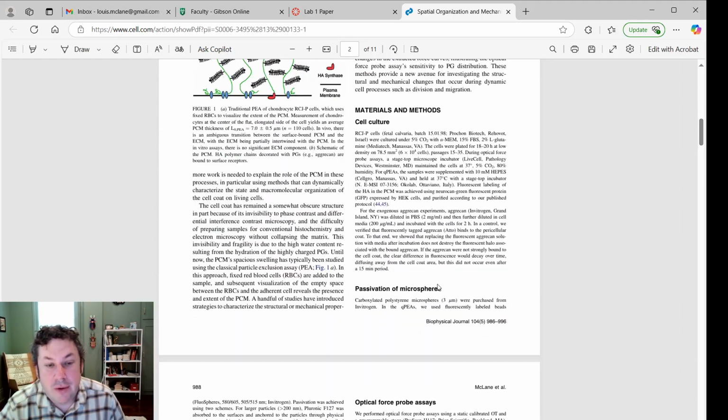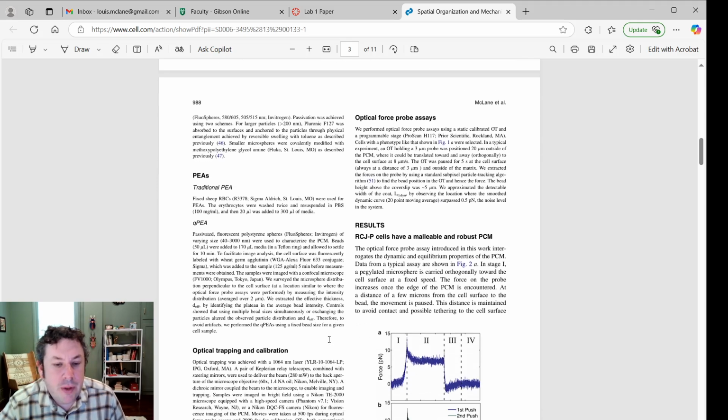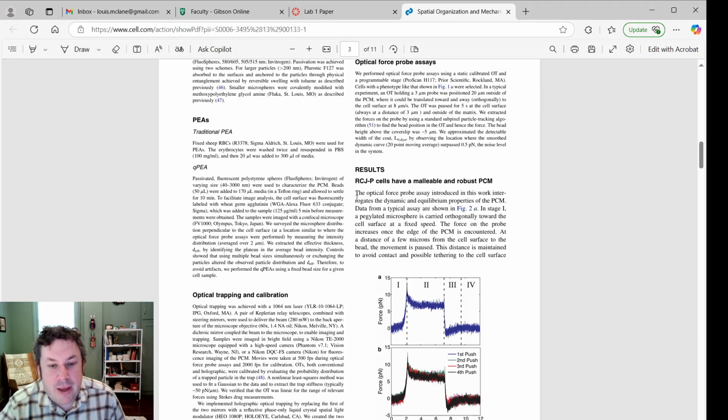You can see here there's actually no theory section. In this field, you wouldn't have a separate theory section. It kind of depends on the specific field. For us, we'll do one. And then there's the results. So then we say the optical force probe assay introduced in this work interrogates, by telling me what we're doing.